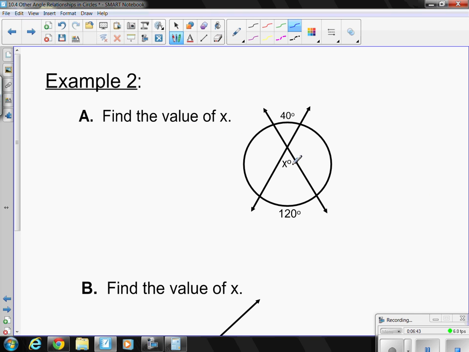So to find the value of x, here the lines intersect on the inside. Notice this is not a central angle, so it's not 120 degrees. We have to use both arcs, and it's going to be 1/2 the sum of those two arcs.